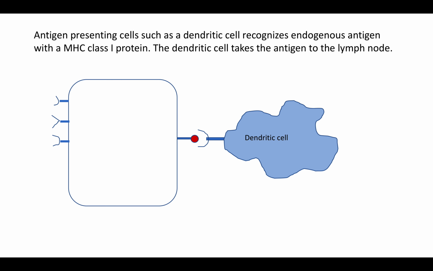An antigen-presenting cell, such as a dendritic cell, which remember are the scout cells, is constantly sampling antigen. They recognize this endogenous antigen with MHC class I protein, and the dendritic cell takes the antigen to the lymph node.